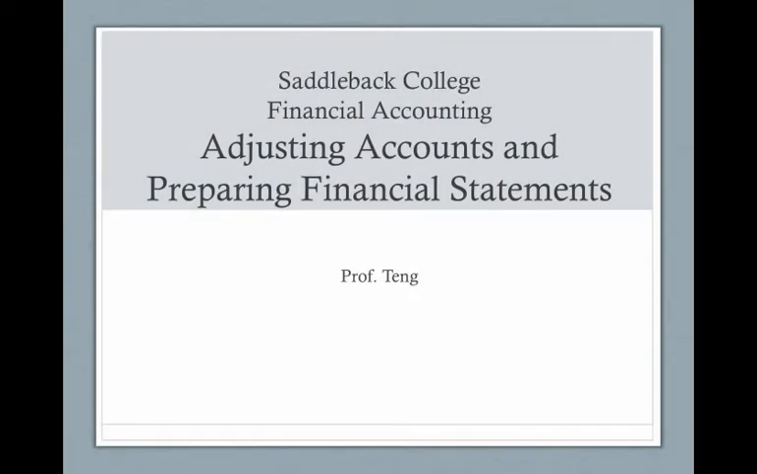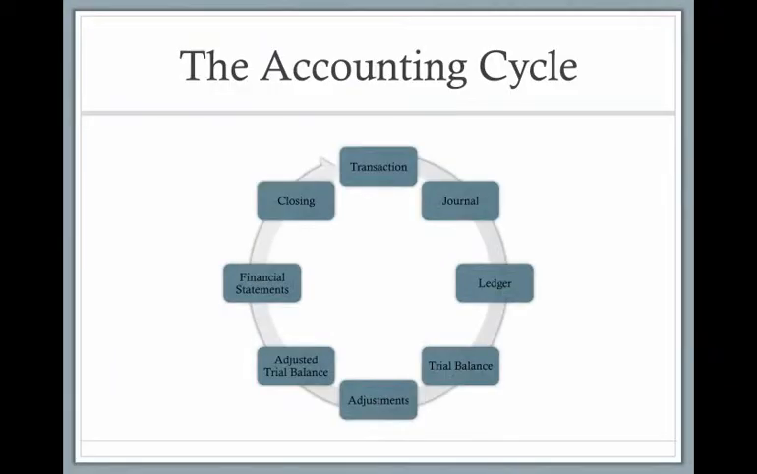So let's now talk about adjusting accounts and preparing financial statements. Up until this time, we've been talking about the accounting cycle, where at the beginning we have a financial transaction that we analyze and record into the journal, which is a chronological listing of how our transaction has affected our accounting equation.